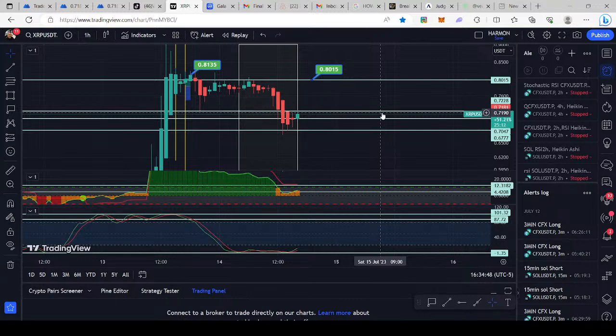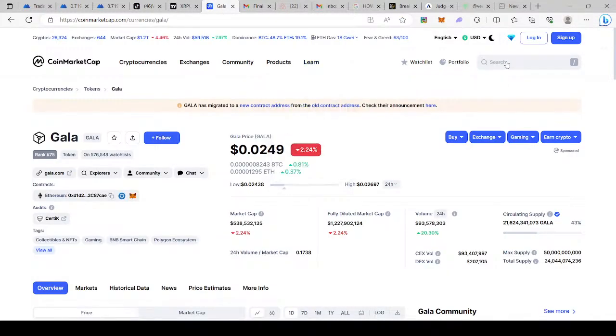XRP. Okay, so you guys weren't even paying attention. I was in XLM. I made money on XLM yesterday, right? At one point it was like 18 cents or some shit. It was crazy. I sold it at like 17.